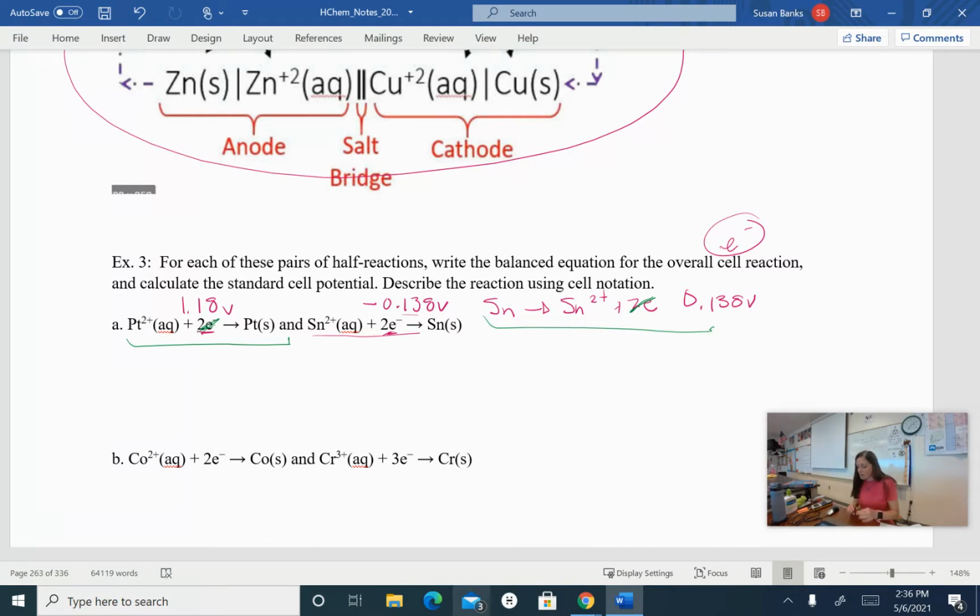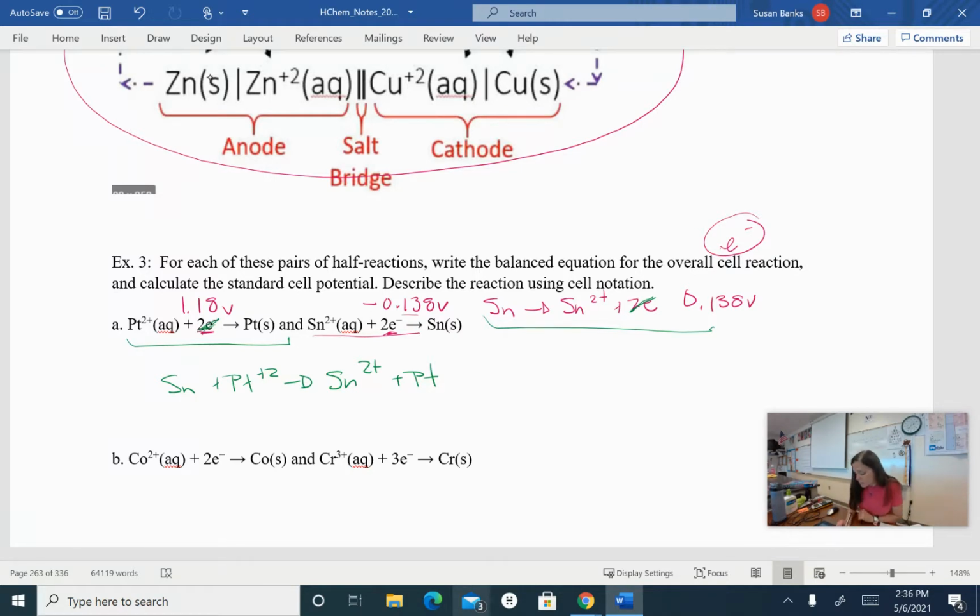So our overall equation will be, we always start with the anode, the oxidized. So we're going to have tin plus platinum plus 2 going to tin plus 2 and platinum solid. Okay, so that would be our overall reaction.